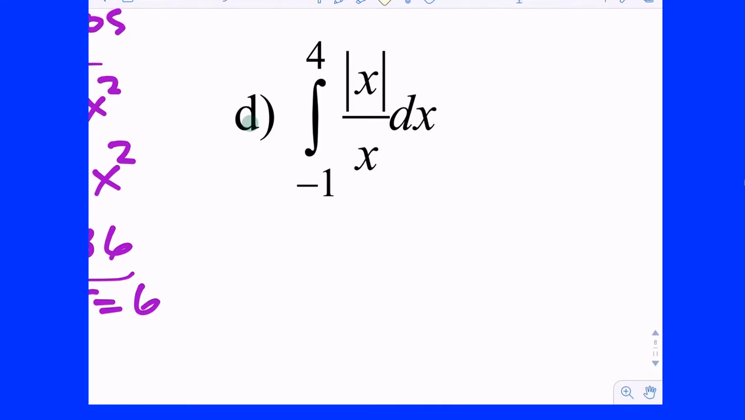Well, we're going on a non-symmetrical interval here. If we were going from negative 1 to 1, it would be 0. But we're going from negative 1 all the way to 4. So the one rectangle is bigger than the other. Yes, good. Yep, good.